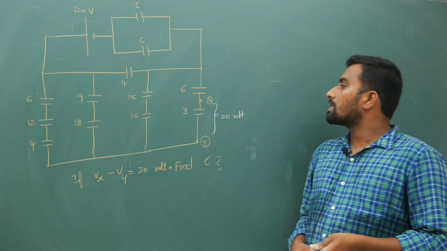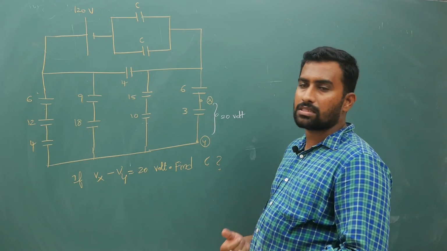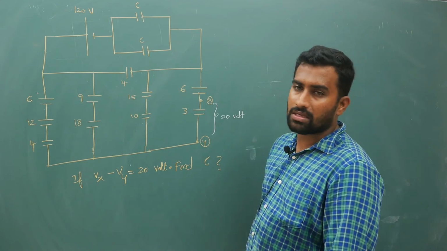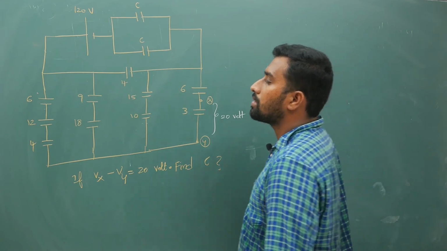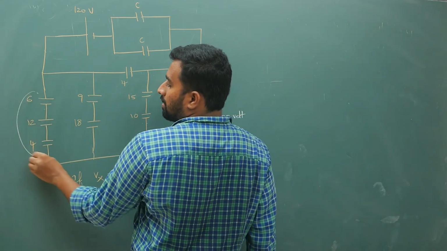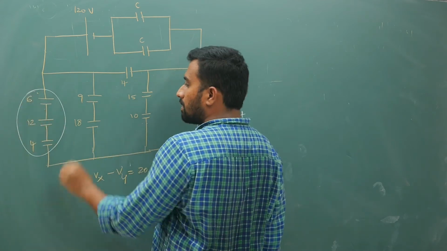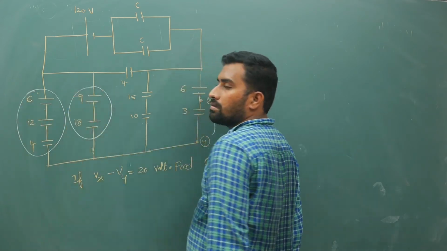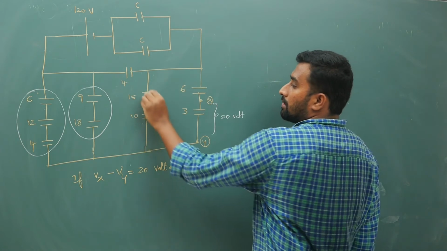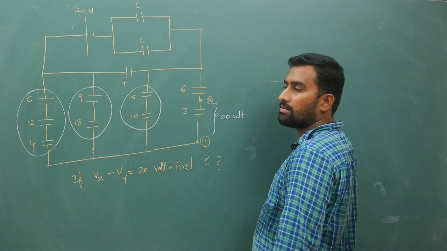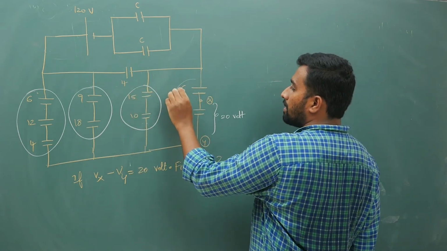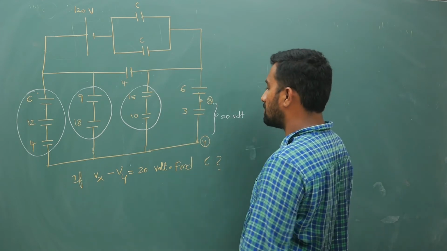Now here always the first step is simplifying the circuit. Without that you can do nothing. So this 6, 12, 4 all are in series, replace with equivalent. 9 and 18 you replace with equivalent. 10 and 15 in series, replace with equivalent. Now the last part you leave as such.